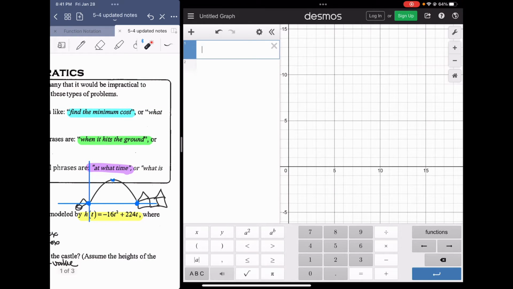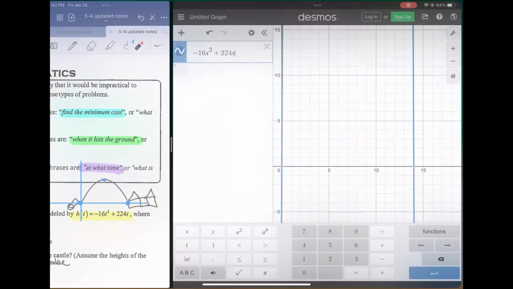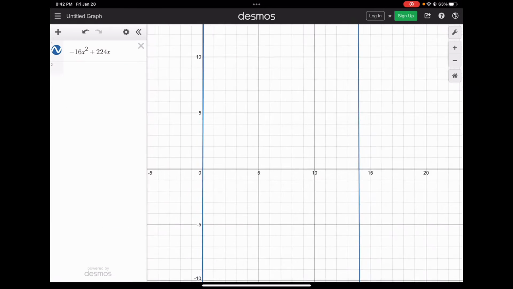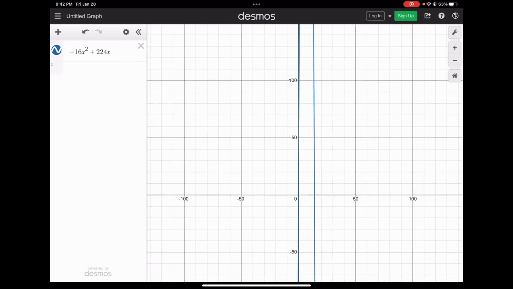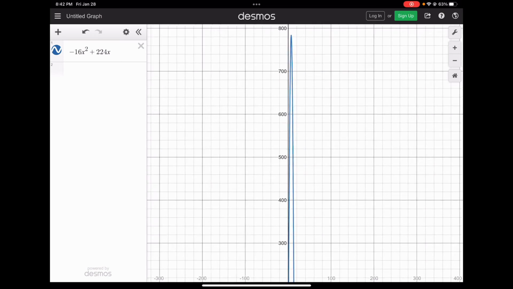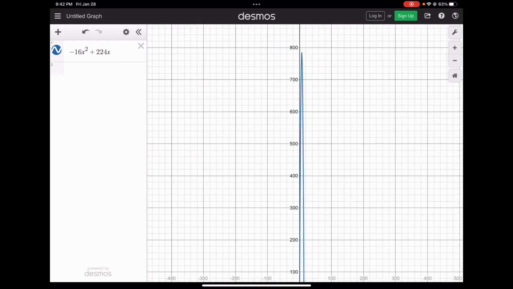So let's see, I have it right there. It is -16 and instead of t, I'm going to put x squared plus 224x. All right. And I'm going to make this full screen now so I can see it. Here we go. Okay. So, and I can kind of zoom out till I can see my parabola. Now this parabola does not look like the one I drew. It is much skinnier and much taller. Remember, mine was just a sketch.